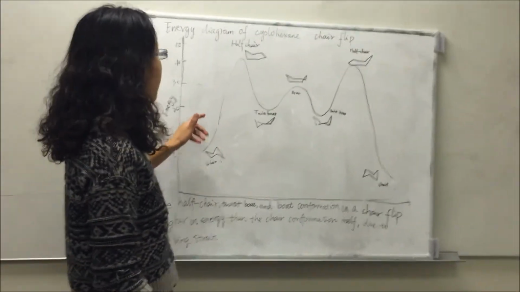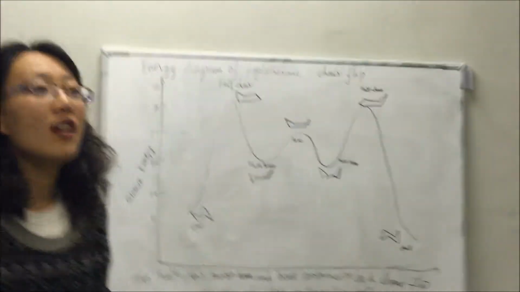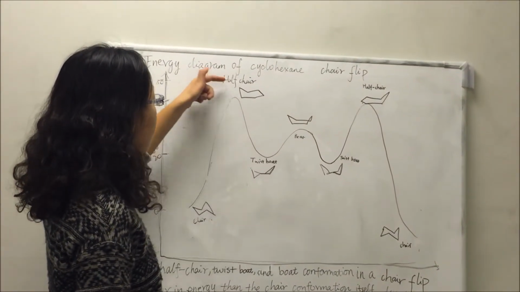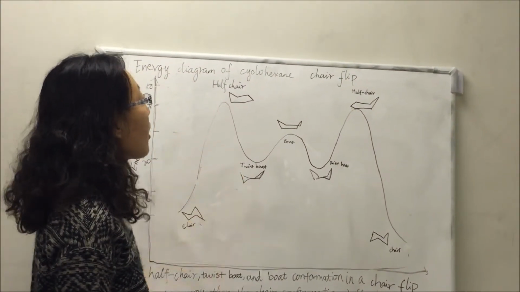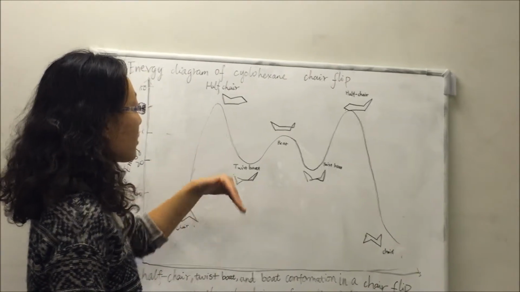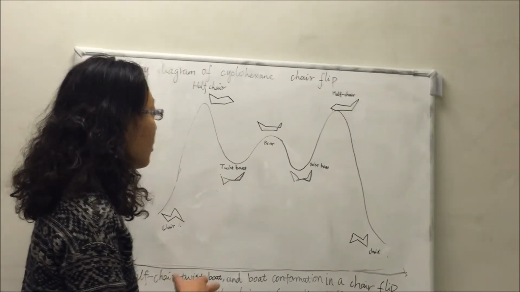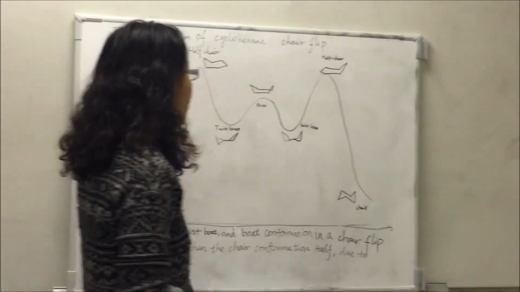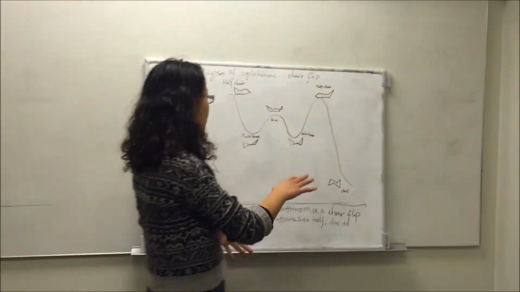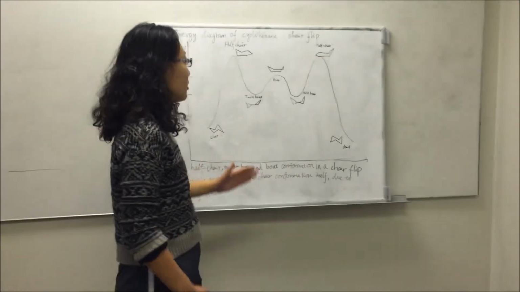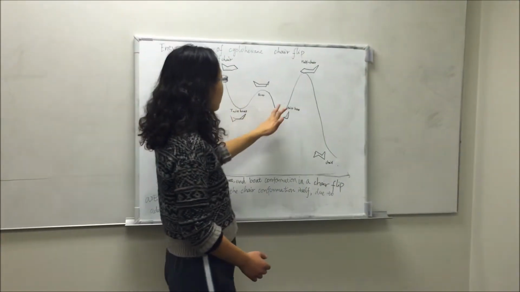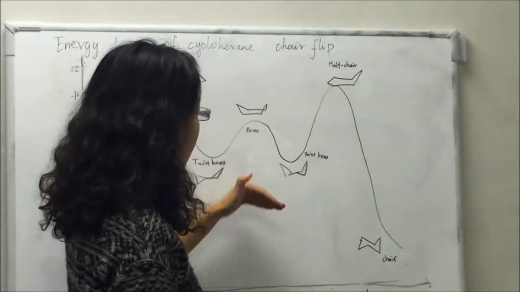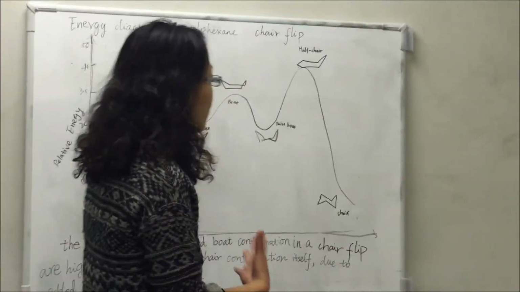From chair conformation to half chair conformation, the ring strain is increasing, so the energy is increasing. From half chair to the twist boat, the ring strain is slightly decreasing, so the energy is decreasing. From twist boat to the boat conformation, the ring strain is slightly increasing, so the energy is increasing. And from boat to twist boat, the ring strain is slightly decreasing, so the energy is decreasing.